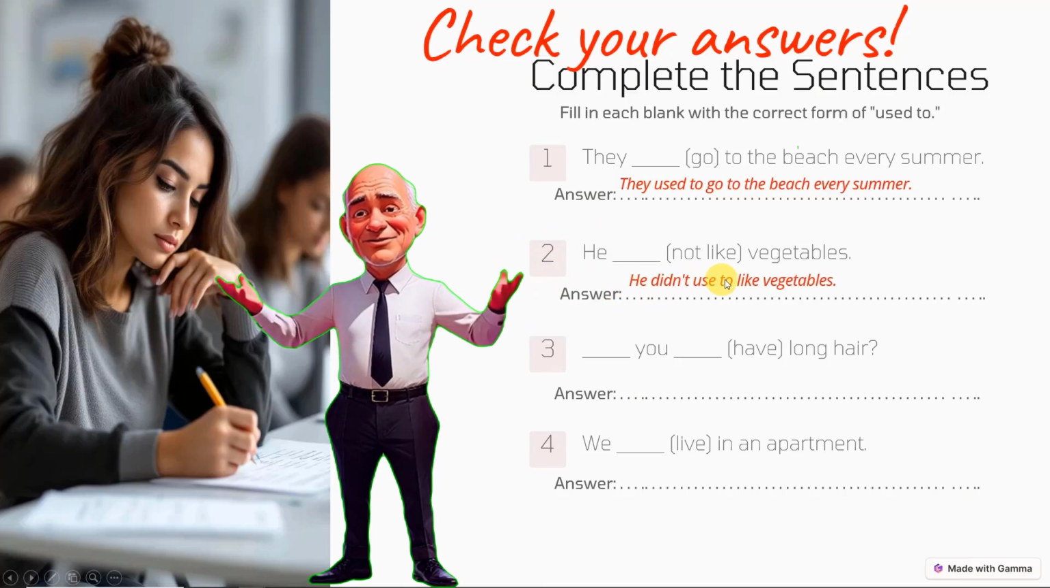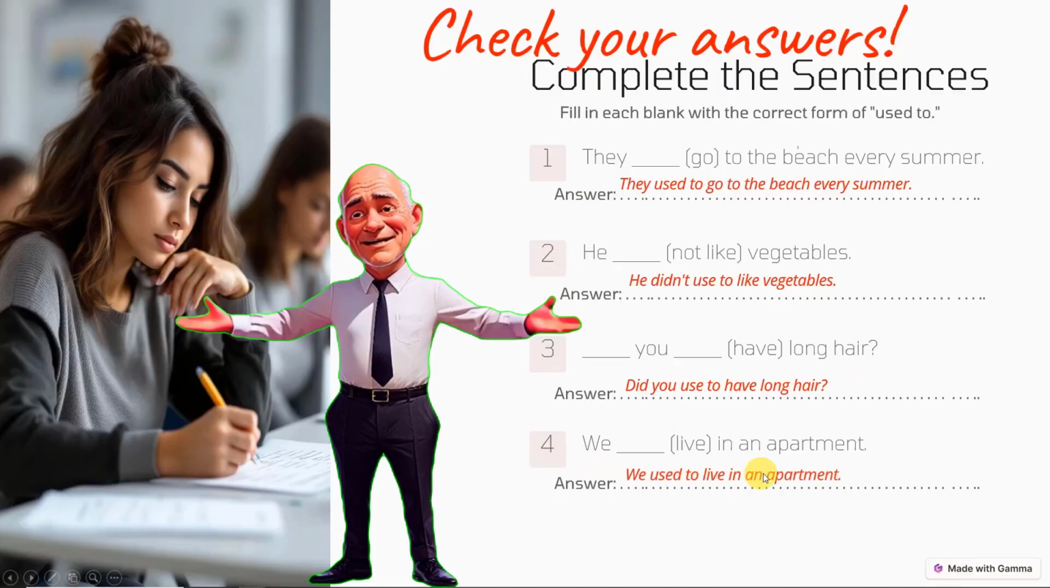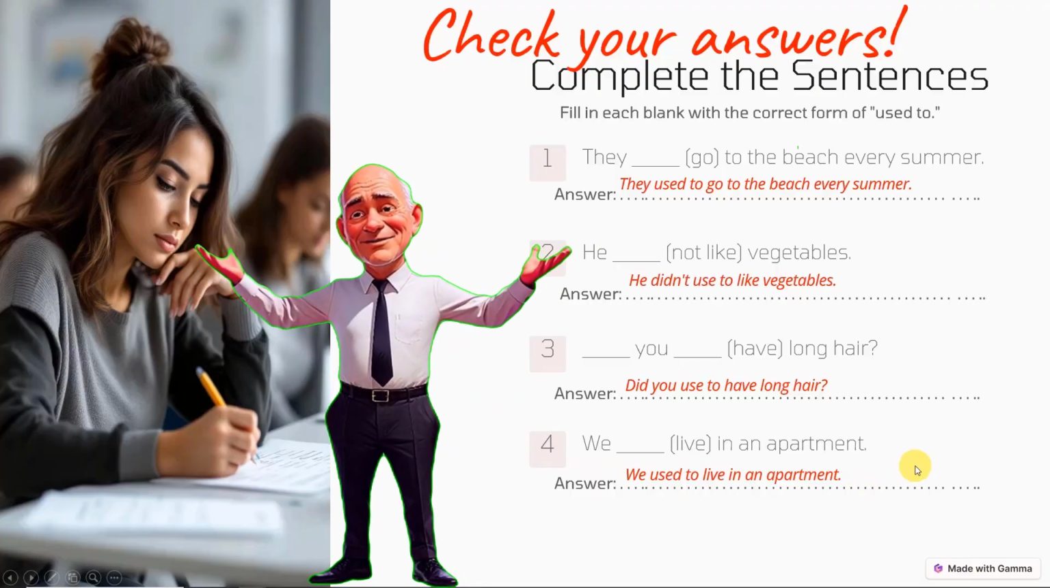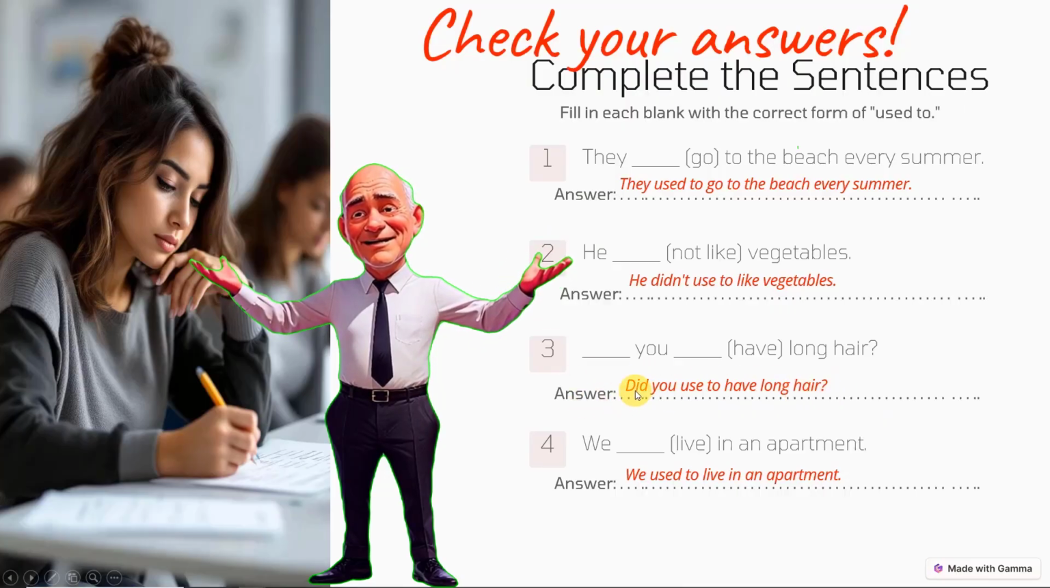He didn't used to like vegetables, right? He didn't like to use eating vegetables, or whatever the case might be. Number 3, did you used to have long hair? And number 4, we used to live in an apartment, but now we're living in a house. Same over here, as most probably somebody has gone and cut their hair off short. Yes, because then you'll be asking, did you used to have long hair?